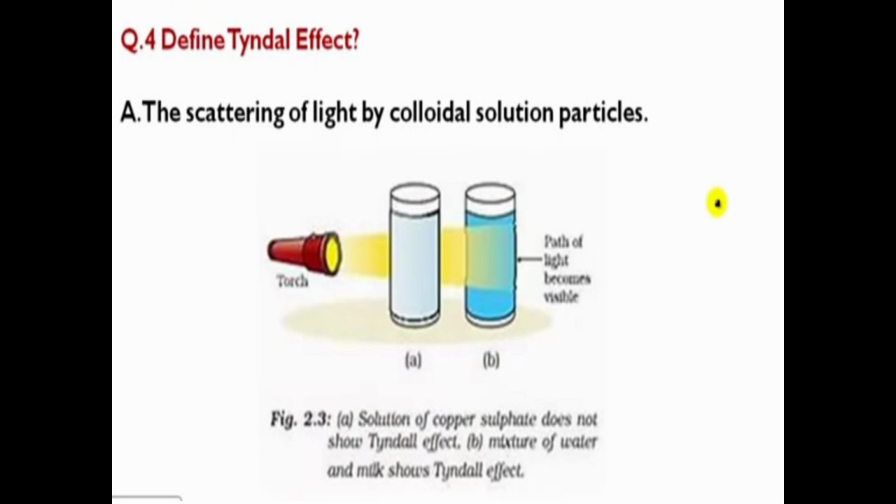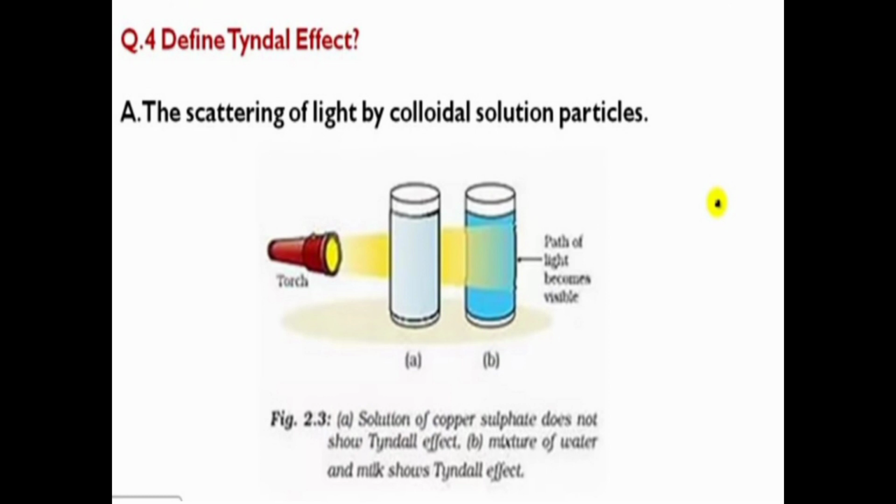Now, Tyndall effect. We have to define the Tyndall effect: the scattering of light by colloidal solution particles. So, atmospheric refraction is done. We have completed 2 topics of today's session. Dispersion, in which we studied the splitting of white light into 7 colors, which we term the spectrum. Then we studied the rainbow: how and why is a rainbow formed? Then we studied the recombination of light, that 7 colors recombine to give white light. Then we studied atmospheric refraction.